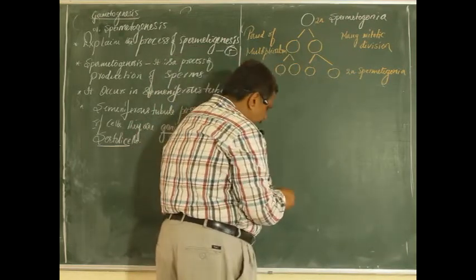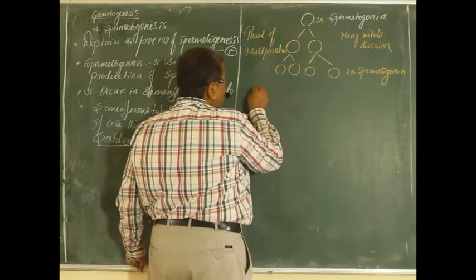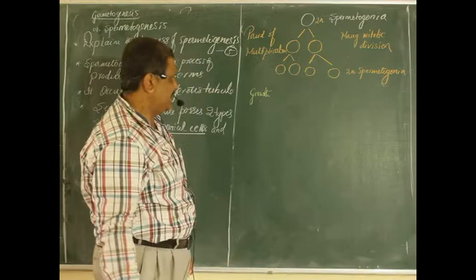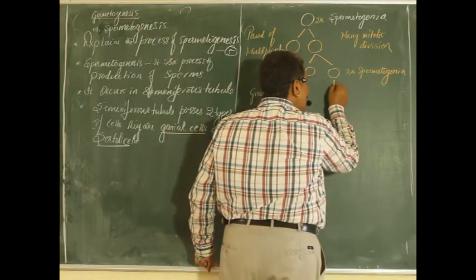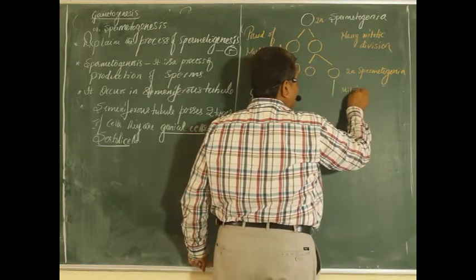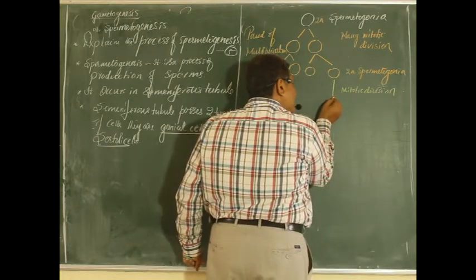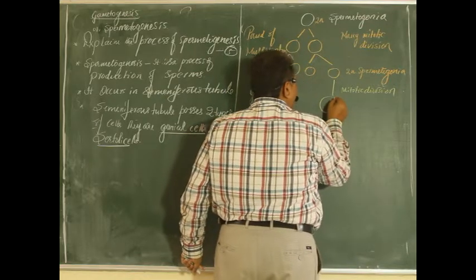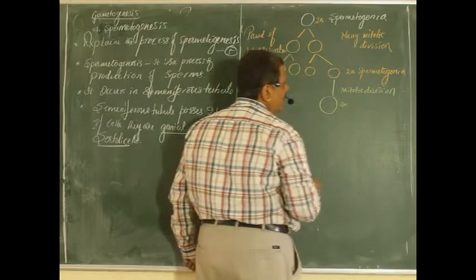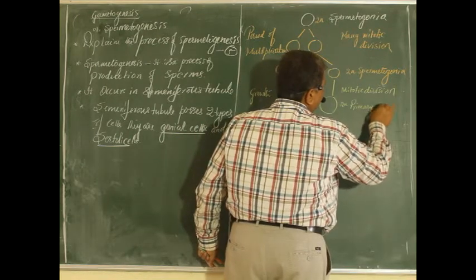And then the next phase is growth phase. In this particular phase, the spermatogonia undergo mitotic division once again to produce a little bit larger cell with enriched nutrients. It is called a diploid primary spermatocyte.